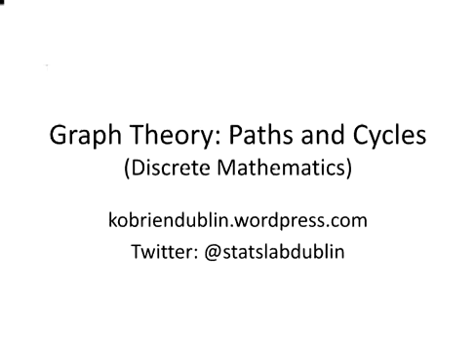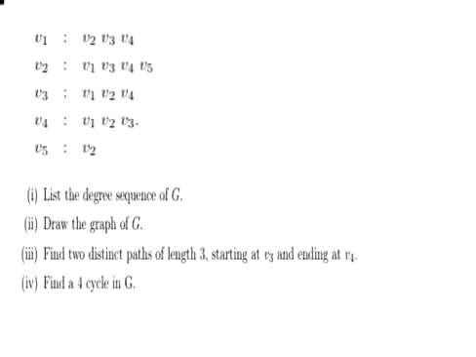In this presentation, we're going to look at graph theory, and in particular, we're going to have a look at paths and cycles. This is part of my Discrete Maths series of presentations. So here's the question. We have a graph here, G, and I have the adjacency matrix up here, or the adjacency list, and what I'm first asked to do is write out the degree sequence of this.